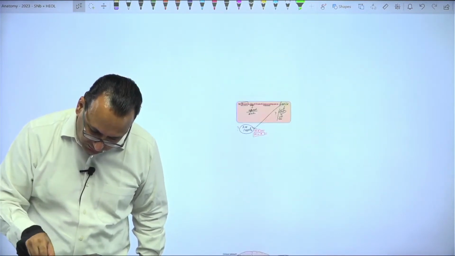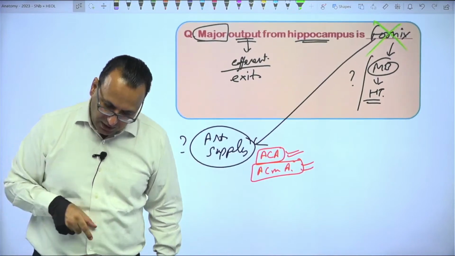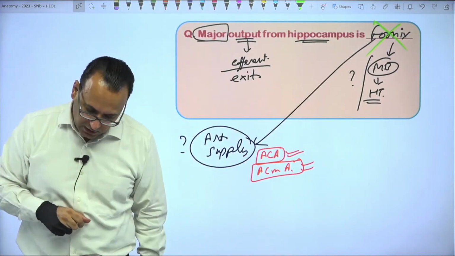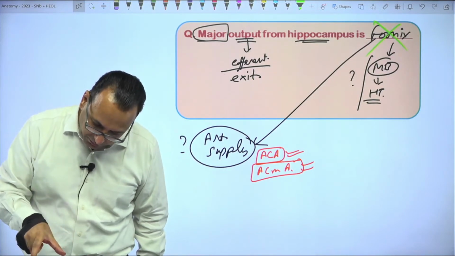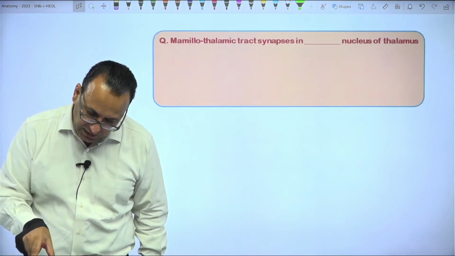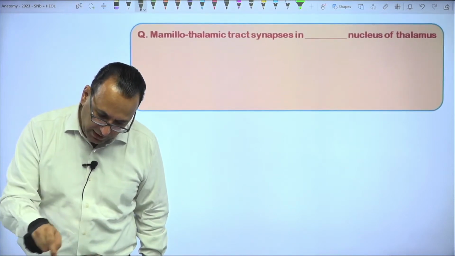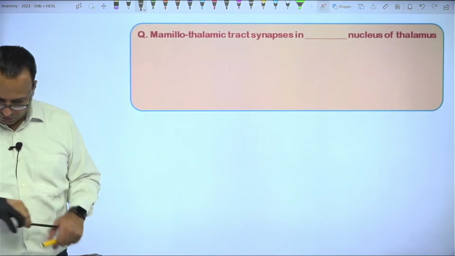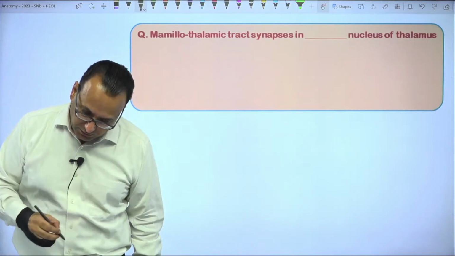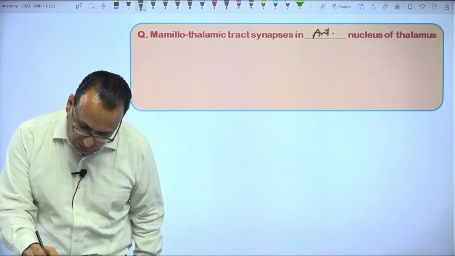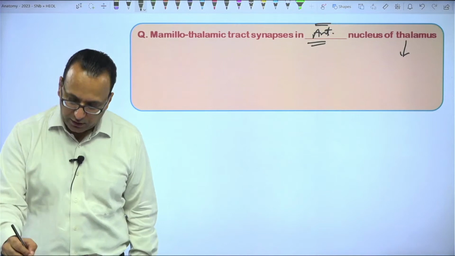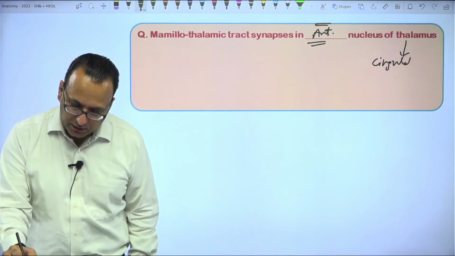So, what was the question? We should not forget our questions. Major output from hippocampus is of course fornix towards the mammillary body. Yes, that we have answered. What about this question? Mammillothalamic tract. Now, there should not be any problem at all, isn't it? So, mammillothalamic tract synapses in which nucleus of thalamus? Anterior nucleus of thalamus, and from there it goes to cingulate gyrus, and from cingulate gyrus where it goes?